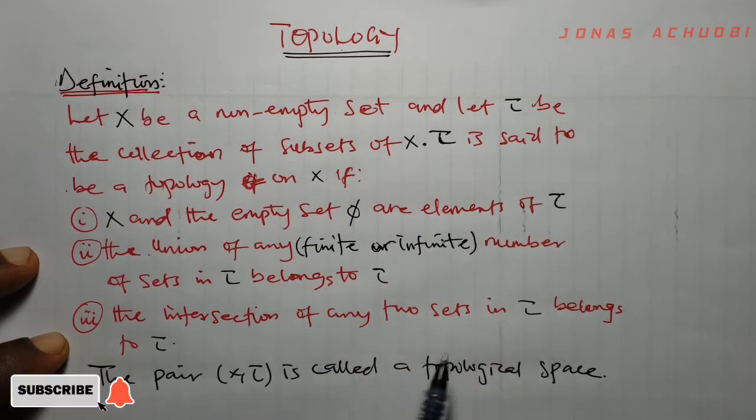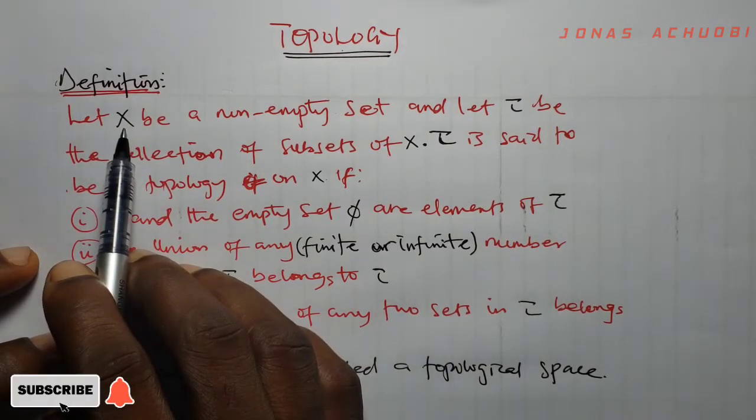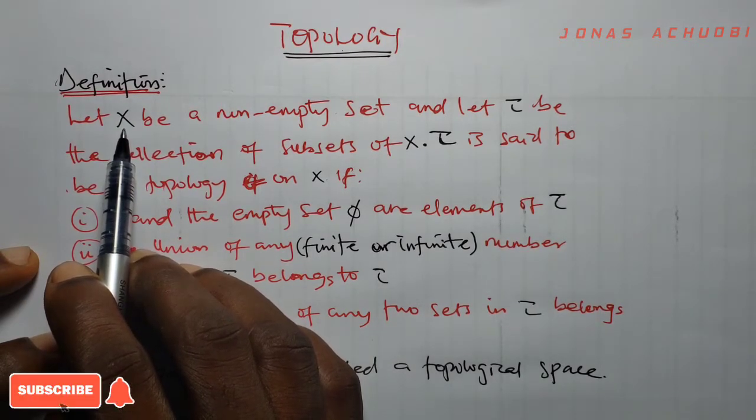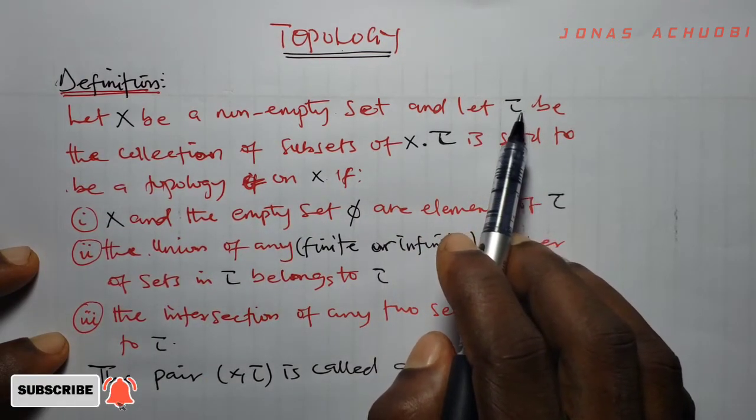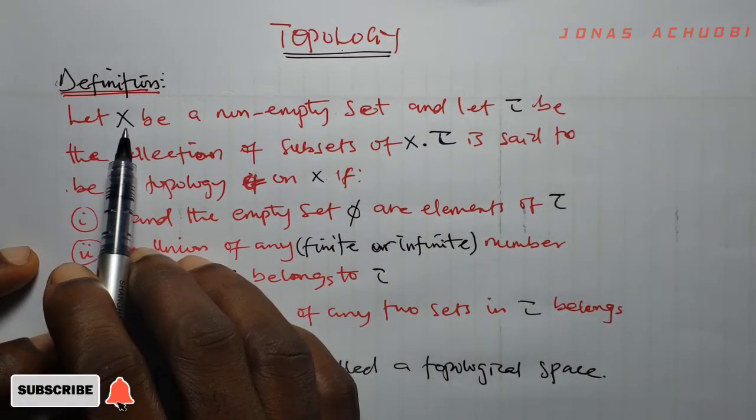So to define a topology, we need two sets. The first set is X, and set X must be non-empty, which means that set X must contain at least one element. And the second set is tau, and tau is nothing but what? It is a collection of some subsets or all the subsets of set X.